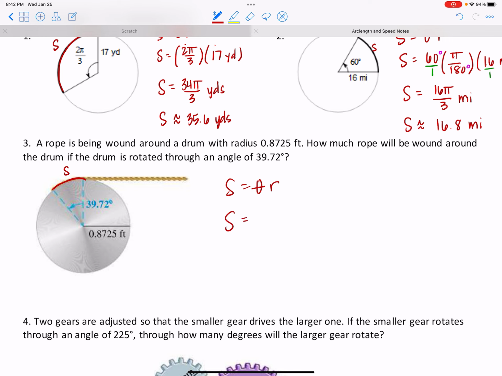The angle, though, is 39.72 degrees. Gosh, I don't know what my pen is doing. I am so sorry. 39.72 degrees, but I want that to be radians. I'm going to multiply by pi over 180 to make those degrees cancel. And then there's my angle. So it's like 2 steps to get my angle there.